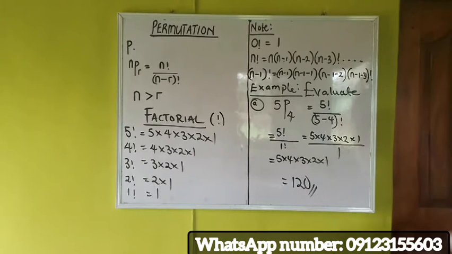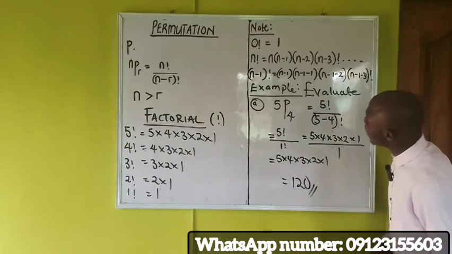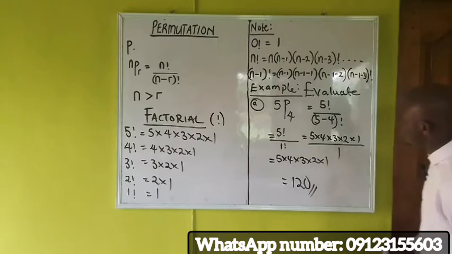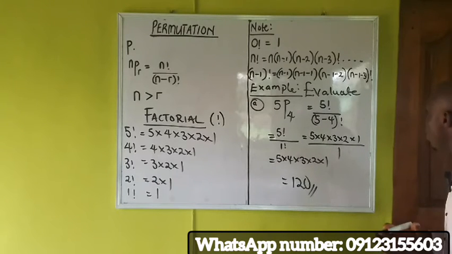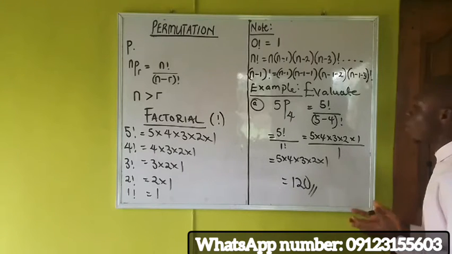So here is the simple basic concept behind permutation. Let's proceed to another concept under permutation known as the algebra of permutation.